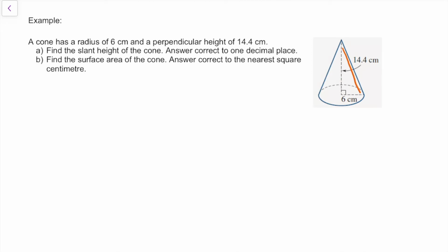So essentially, for question A, we're looking for the hypotenuse of the triangle that is formed by the perpendicular height and the radius. So we've really got a triangle that looks kind of like this. Nice little right angled triangle. This side here being 6 centimeters and this one over here being 14.4 centimeters. And here is L, or the slant height. Okay, so let's set this up just like Pythagoras.